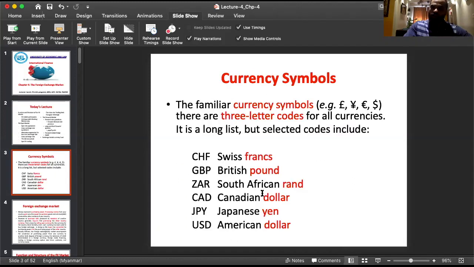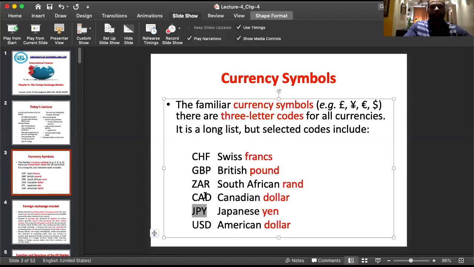But before that, these are some abbreviations of the currencies. Just keep in mind the very common currencies we are most likely to use for this class: mainly USD, Japanese yen, Canadian dollar and British pound. These four currencies are quite common, but Swiss francs and South African rand, we may not need to understand. It's just an example to show that in foreign exchange, instead of writing the full currency names, they write abbreviations, the short form of the currencies.